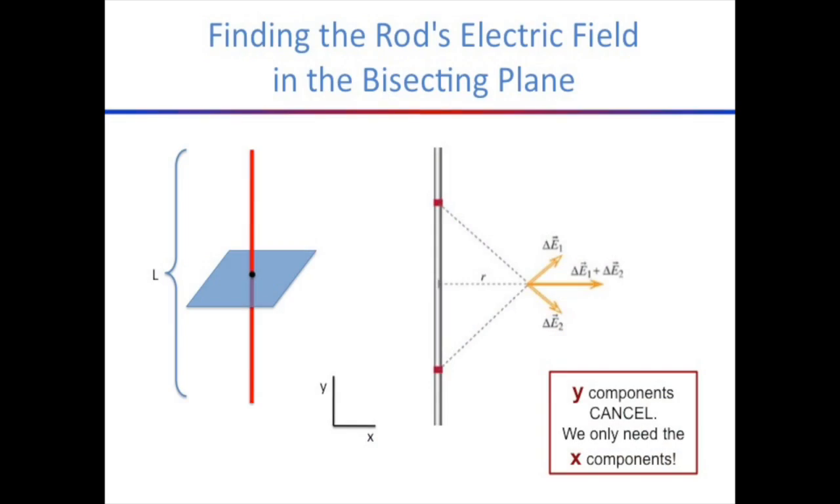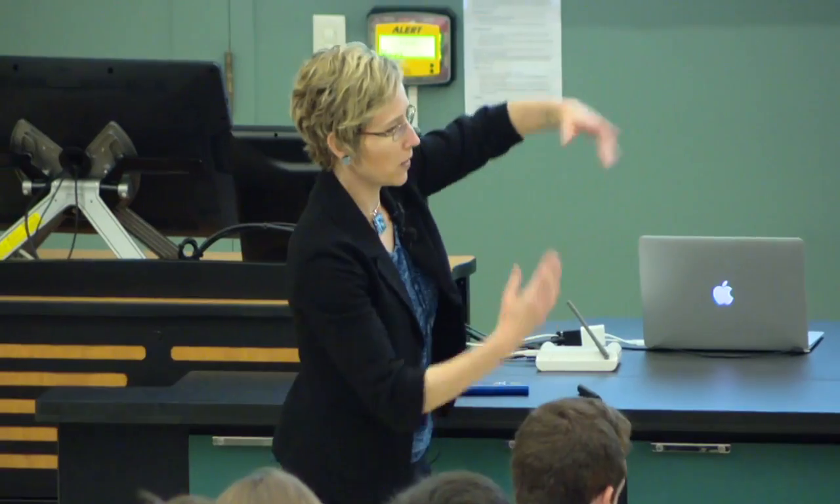And if I look at this point here, which is a symmetry point, it's in the bisecting plane. And rather than adding up charges individually, I'm going to think of adding two charges at a time. Start at the ends of the rod and add up the contribution from those two charges. Then move a little closer and add up the contribution from those two charges. So I'm going to think of it piecewise like that.